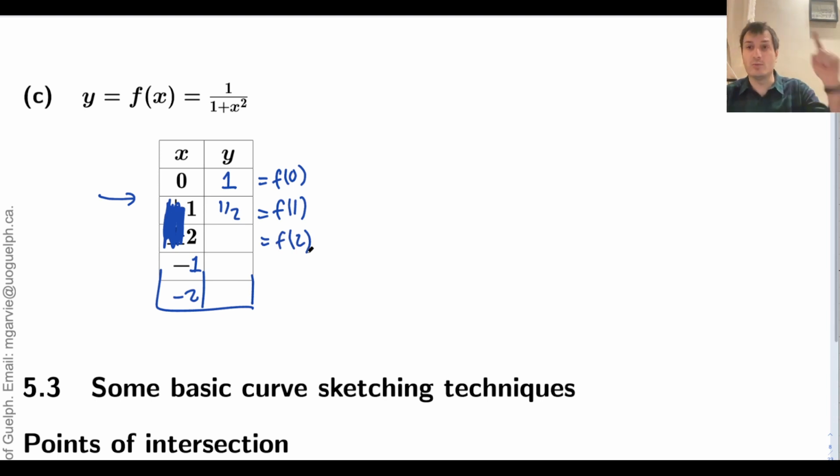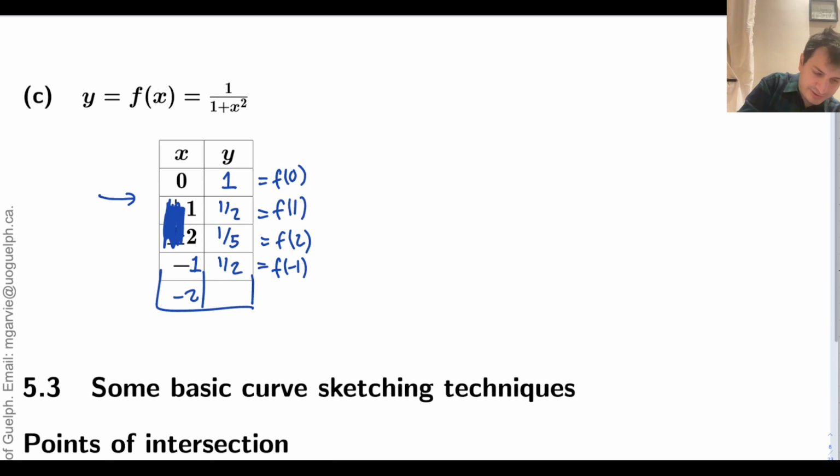F of 2 is 1 over 1 plus 2 squared. That's 1 over 1 plus 4, also known as 1/5. Okay, so we got 1, a half, and a fifth. When you plug in f of -1, you get 1 over 1 plus -1 squared. -1 squared is 1. 1 over 1 plus 1 again is a half.